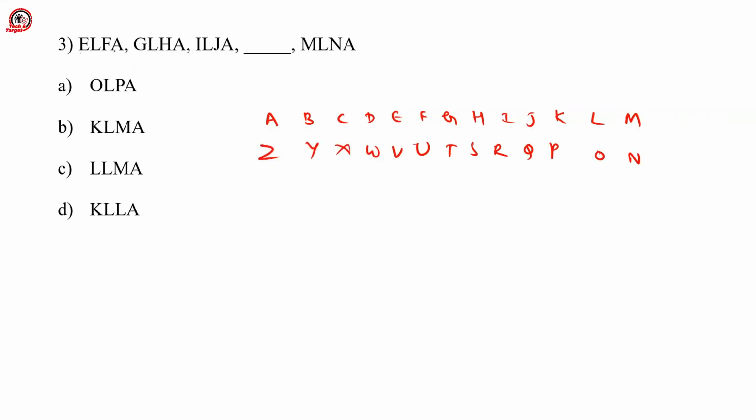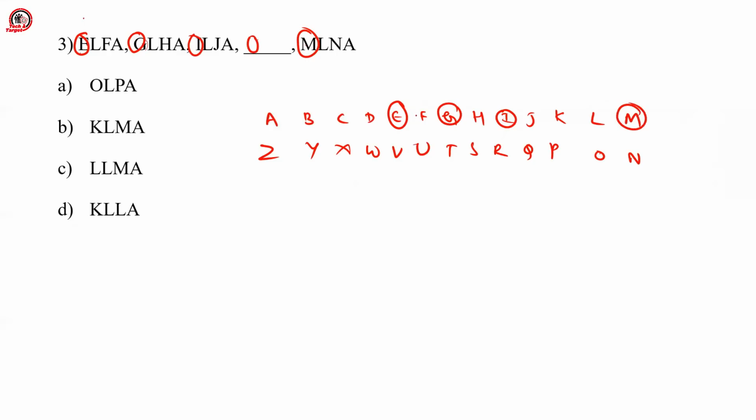Now, you just look at all the first letters of these words, right? What you have to do is look at the first letters of all the words. Firstly, it was E, which means this E. Then the second is G. The third is I. The fourth one is missing, but the fifth one is M.